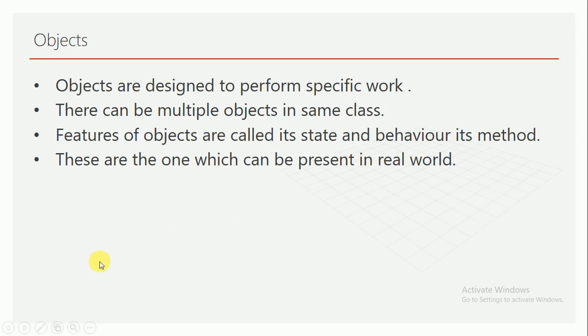The features which define an object are called its state. In which state the object is, that is defined by its features, and how that object is going to behave is defined by its methods, which are the methods written on that object. Objects are the ones which can be present in the real world. As you can see, a TV is present in the real world.